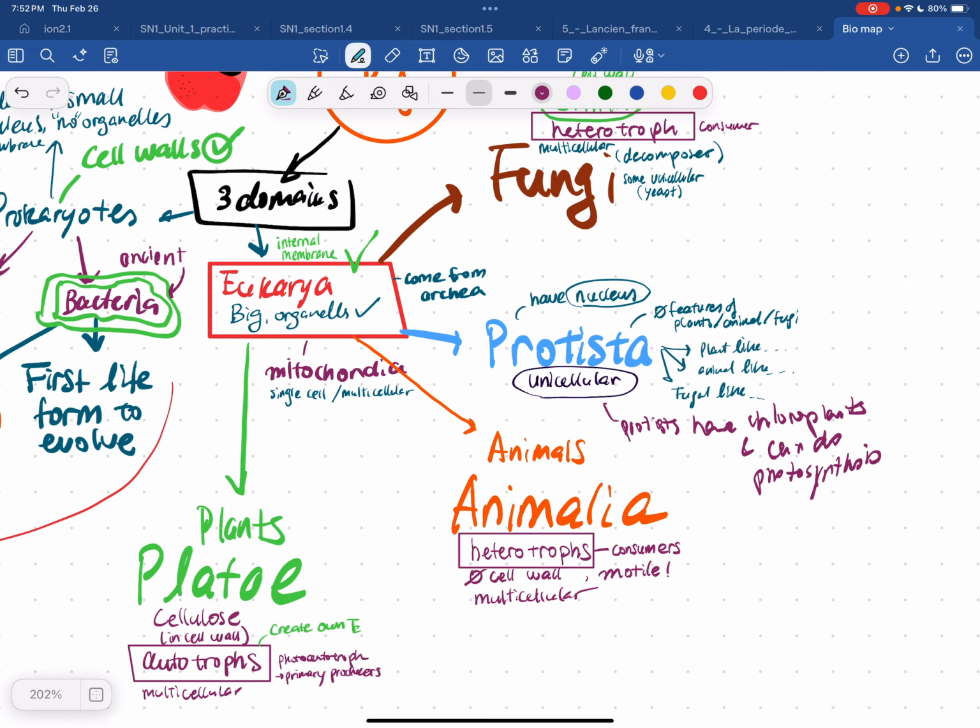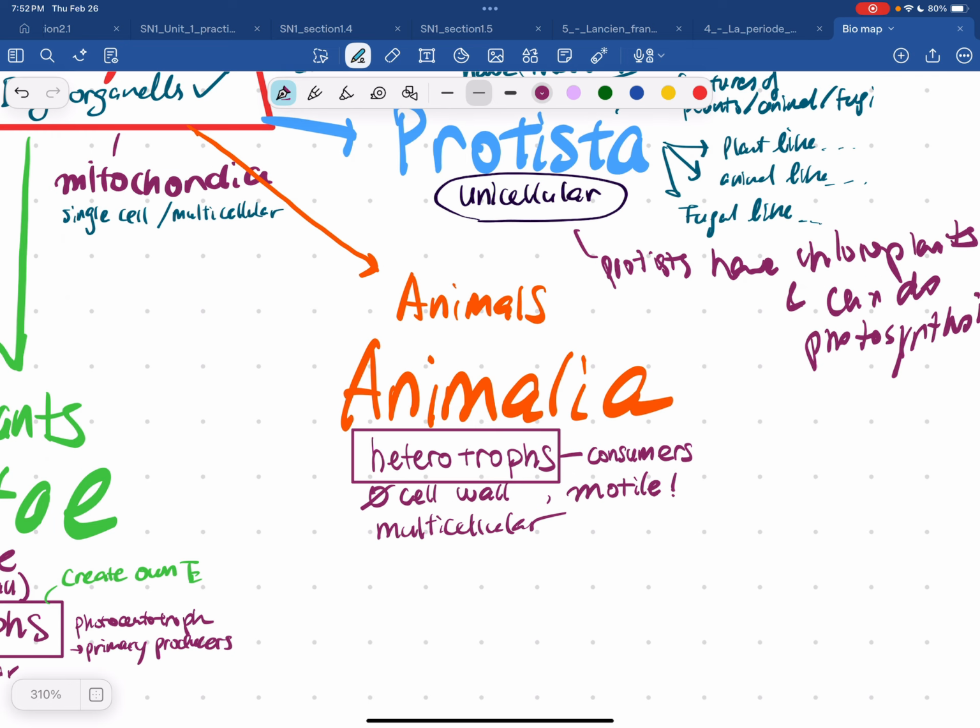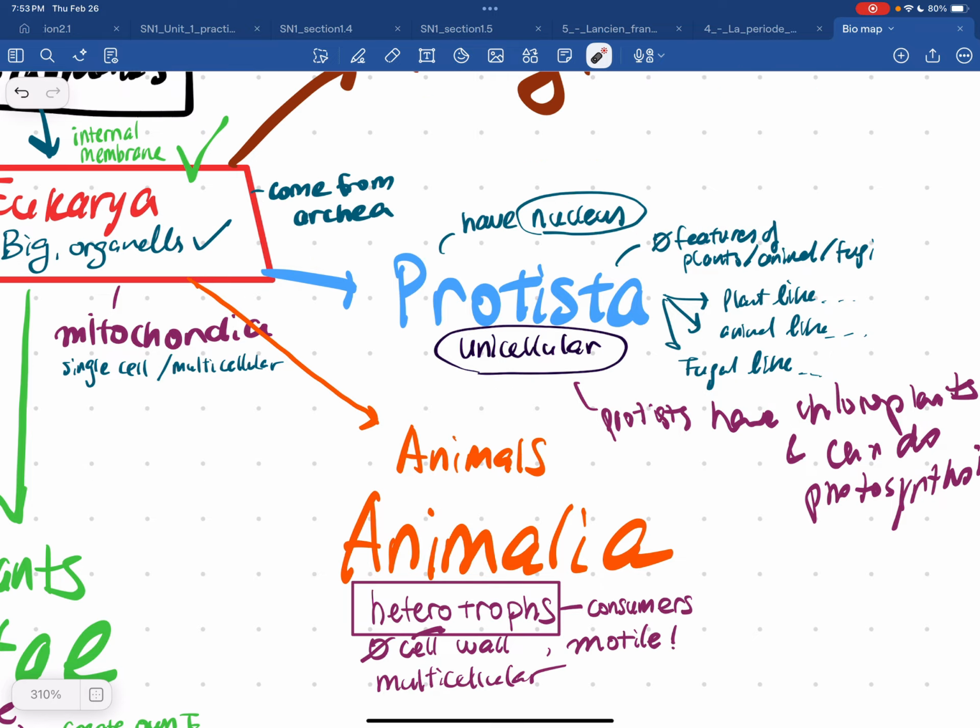So the kingdom Animalia: they are heterotrophs, meaning they are consumers. They don't have cell walls. They are motile, they move, and they're multicellular. That's all we need to know.